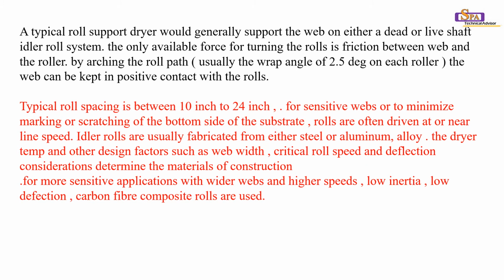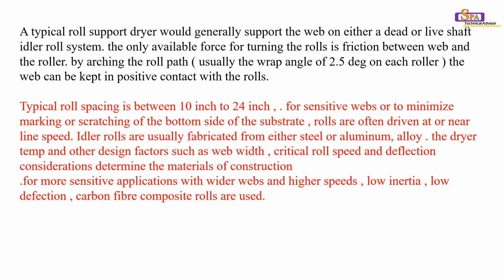A typical roll spacing is between 10 to 24 inches for sensitive webs or to minimize marking or scratching of the bottom side of the substrate. Rolls are often driven at or near line speed. Idler rolls are usually fabricated from either steel or aluminum alloy.